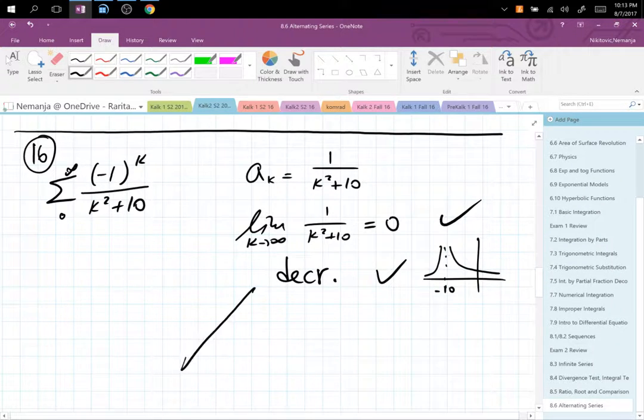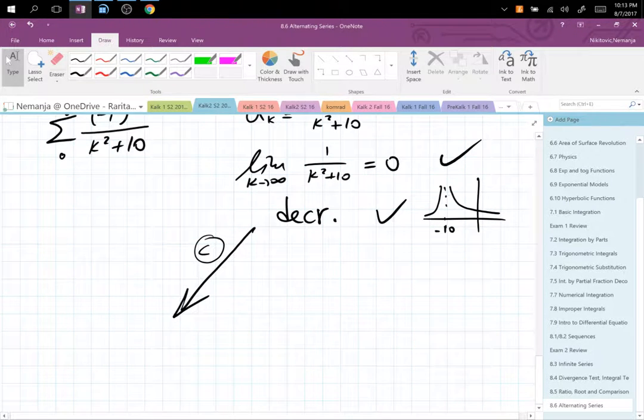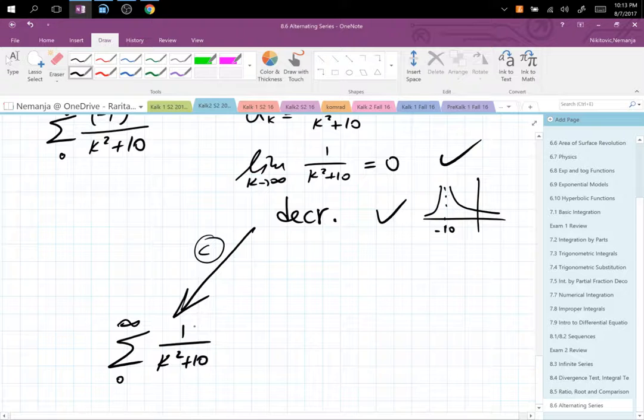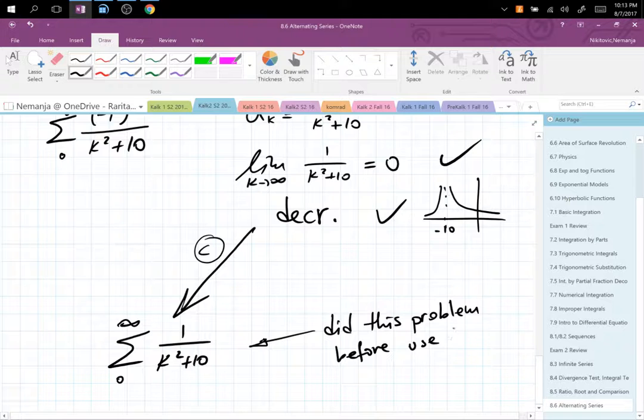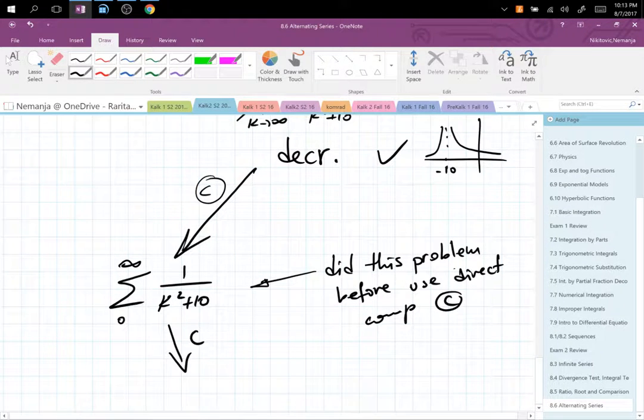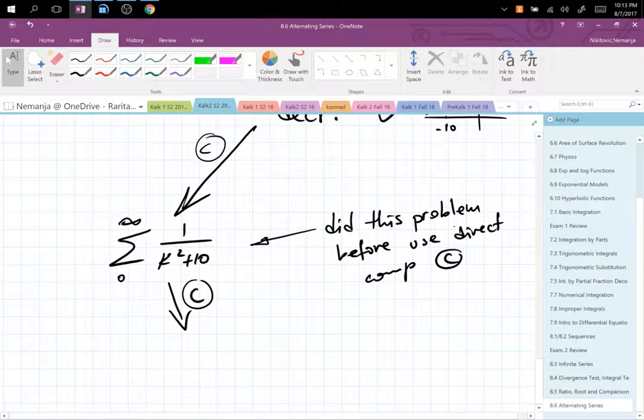Both conditions hold. We are going down the convergence branch. I need to check what's happening with the summation of 1 over k squared plus 10. We already did this problem before. We used direct comparison, and it converged. So we have convergence there, therefore convergence plus convergence is absolute convergence. So this problem is absolutely convergent.